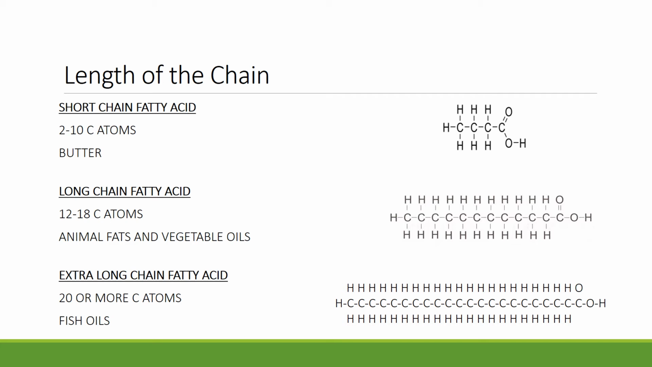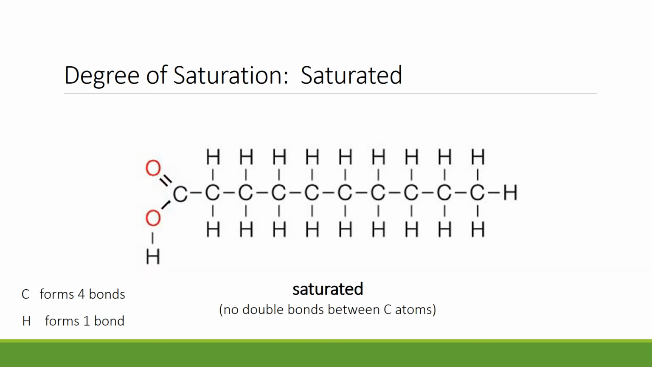The last are the extra long chain fatty acids with 20 or more carbon atoms. They are found primarily in fish oils, and the example on the right has 22 carbon atoms, including the carbon in the carboxyl group. Another way that we classify fatty acids is according to how saturated they are with hydrogen atoms. What you have to keep in mind is that carbon has the ability to form 4 bonds and hydrogen has the ability to form 1 bond.